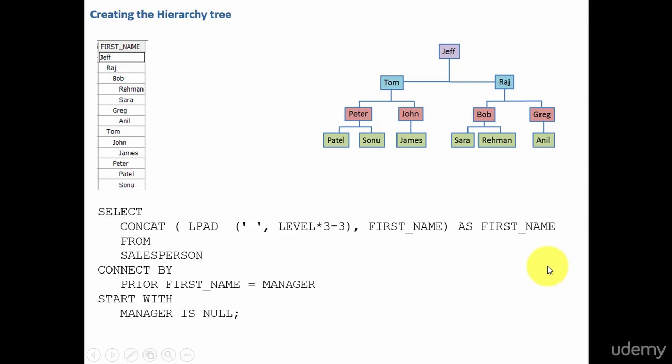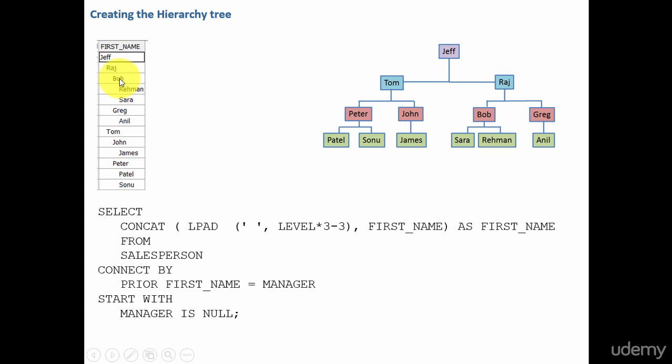In the previous session, we have learnt about querying the hierarchical data. Now, let's learn how to present the data in a hierarchical form. Like here, you see, I am representing the data in a hierarchical form. Jeff is all the way to the top, and then he has Raj and Tom at the same level.